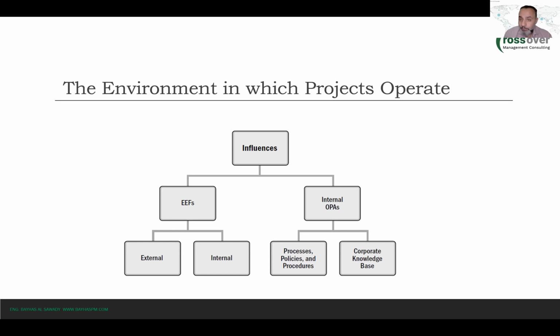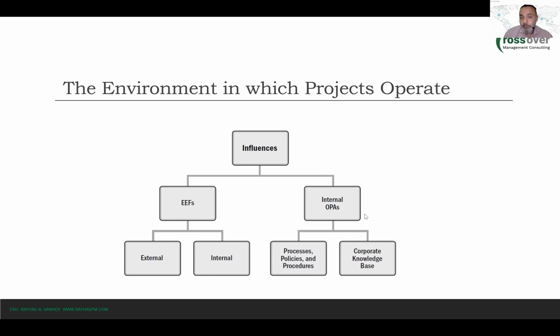So internal factors such as systems, such as skills that we have in our organizations, such as the culture of our organization, such as the organizational structure in our organization. Those are internal factors that will affect our project planning and execution, right? So these are what we call the EEFs, the enterprise environmental factors. This is the first group of influences or influencers on our project.